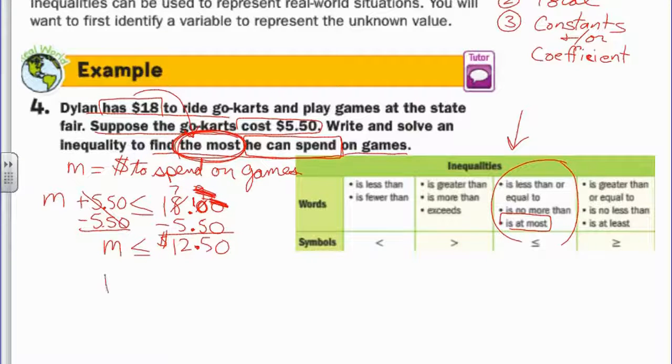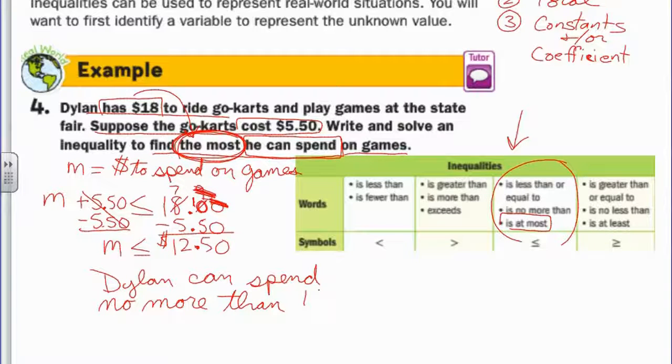Then we need to put this into a sentence. And we would say, Dylan can spend no more than $12.50 on games. Dylan can spend no more than $12.50 on games.